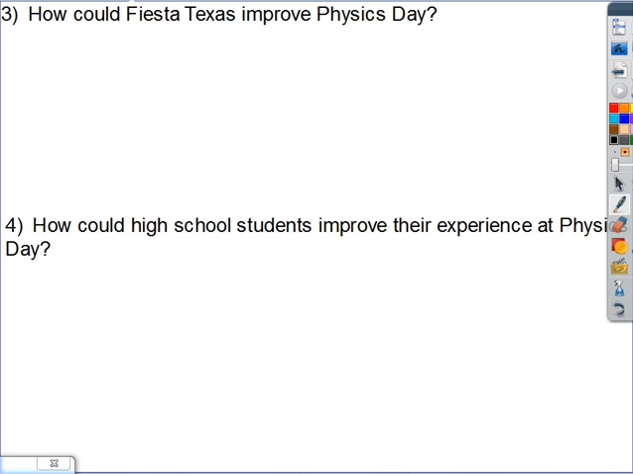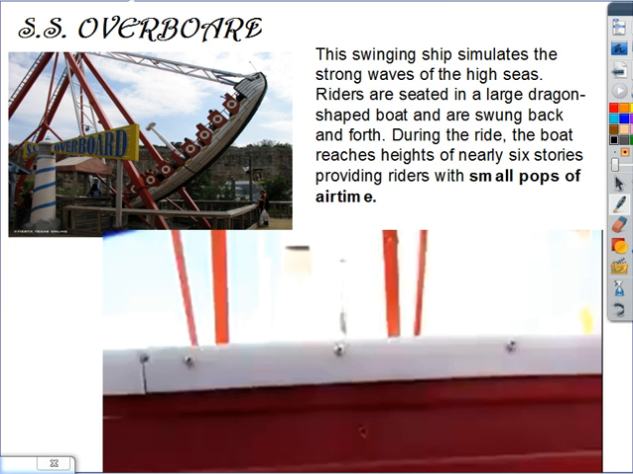How could Fiesta Texas improve it? I'm thinking lower the prices, extend the hours, sell fast passes, things like that. And then how could the high school improve the buses? Next year we do charter buses. So these may not be in the order you have them. If they are, then awesome. If not, go to it. There's a video on each and every one of these rides right here on this YouTube channel as well, and you can watch those to get any kind of timing you need. So here we go.